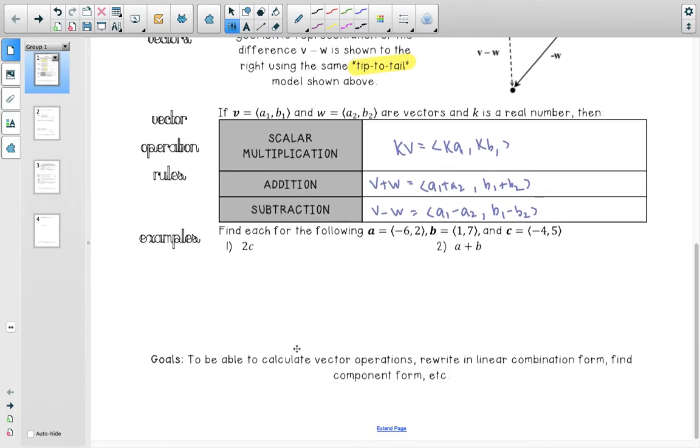So let's just jump right into this. If you have 2c, that means you're going to take 2 times negative 4 and 5, which results in negative 8 and 10. So this is really not that difficult. If you have a plus b, that means you have negative 6 and 2, and you're adding that to 1 and 7 together. So that gives you negative 5 and 9.